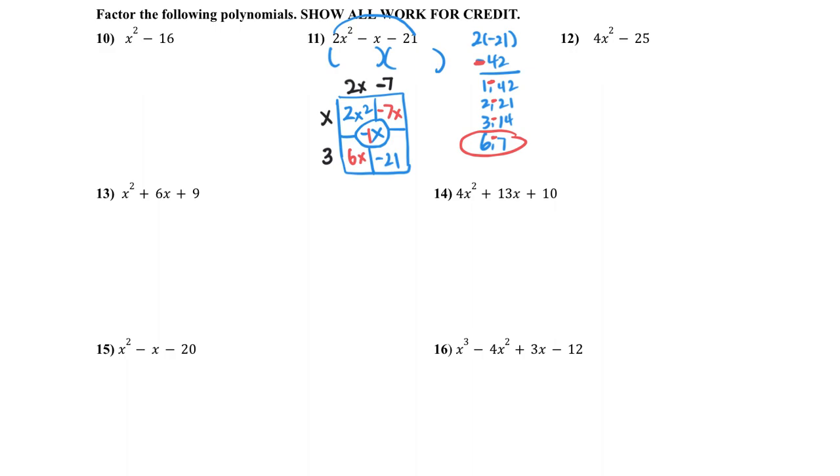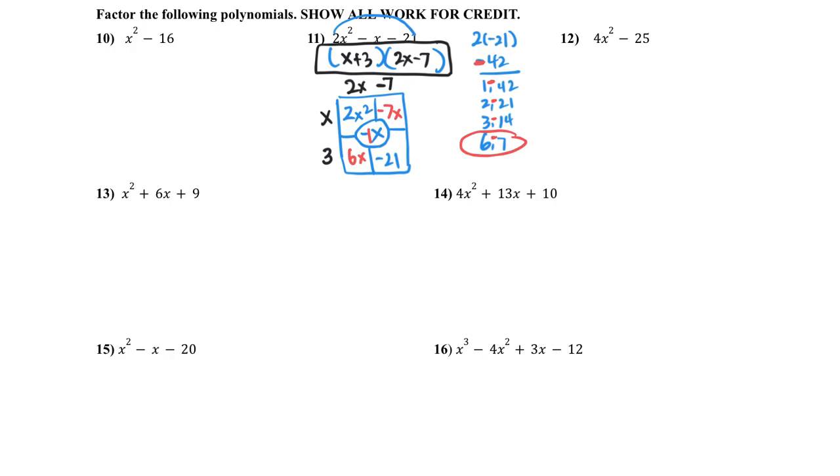But I can do a quick double check here. Negative 7 times x is negative 7x. Negative 7 times positive 3 is negative 21. So my outside numbers multiply to my inside numbers, and that lets me know that these factors are correct. So x plus 3 and 2x minus 7 would be my factors for 11. So this is our answer.